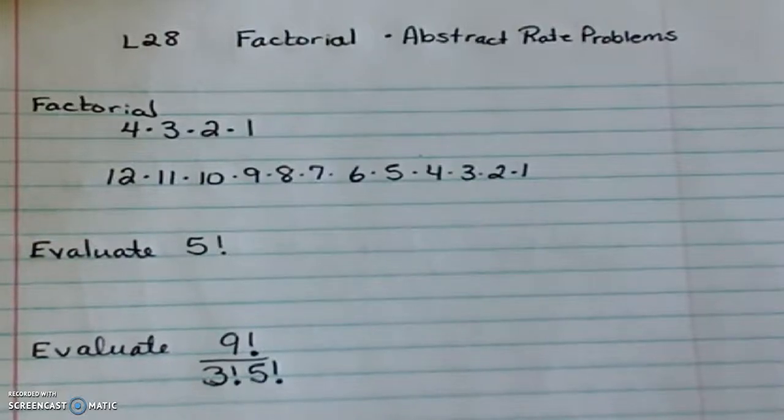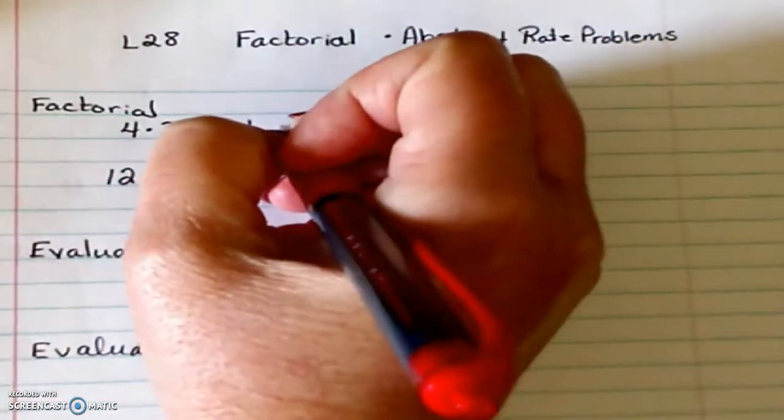All right, lesson 28 deals with factorials, and then we're going to look at some abstract rate problems. Okay, factorials. When we talk about factorials, it usually deals with probability. There's going to be a time where it's going to be necessary to come up with the product of a number and its consecutive descending integer factors.